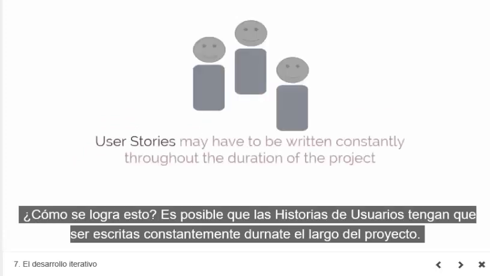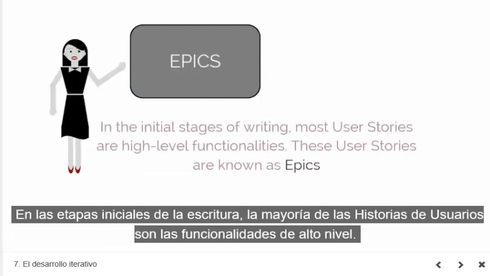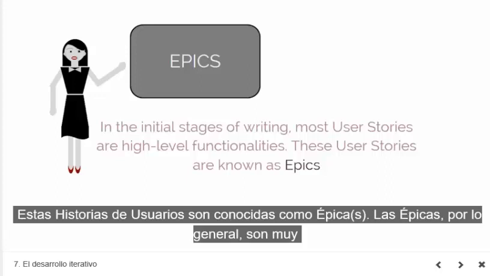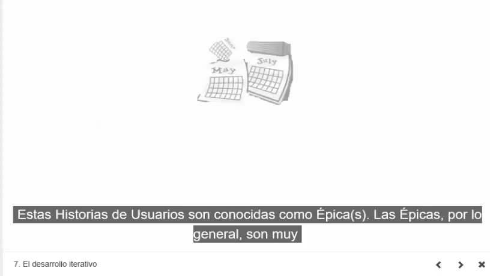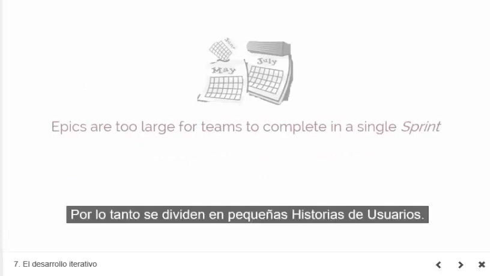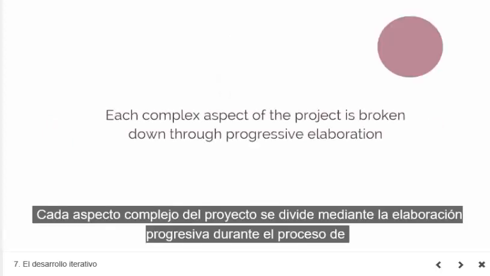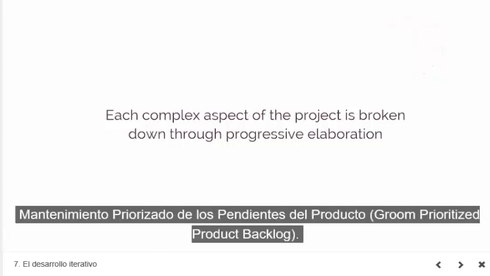Well, user stories may have to be written constantly throughout the duration of the project. In the initial stages of writing, most user stories are high-level functionalities. These user stories are known as epics. Epics are usually too large for teams to complete in a single sprint. Therefore, they're broken down into smaller user stories. Moving on, each complex aspect of the project is broken down through progressive elaboration during the Scrum prioritized product backlog process.